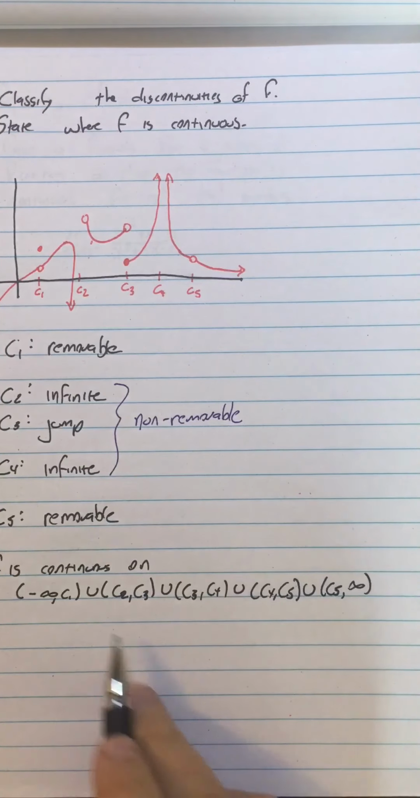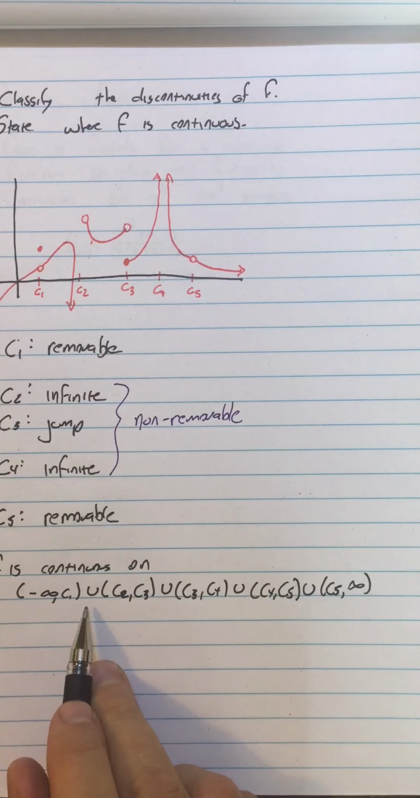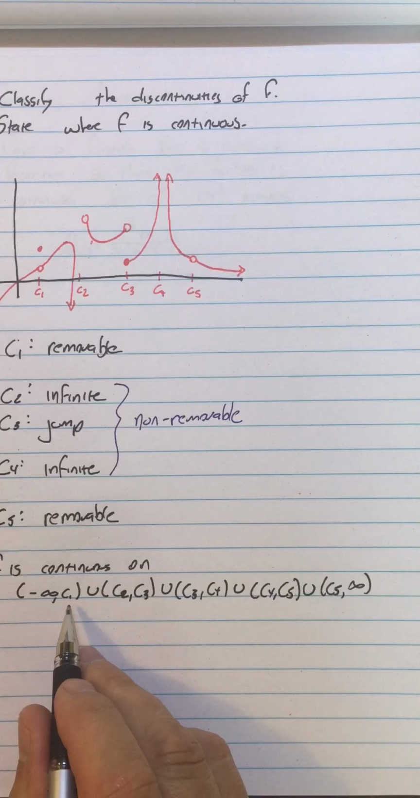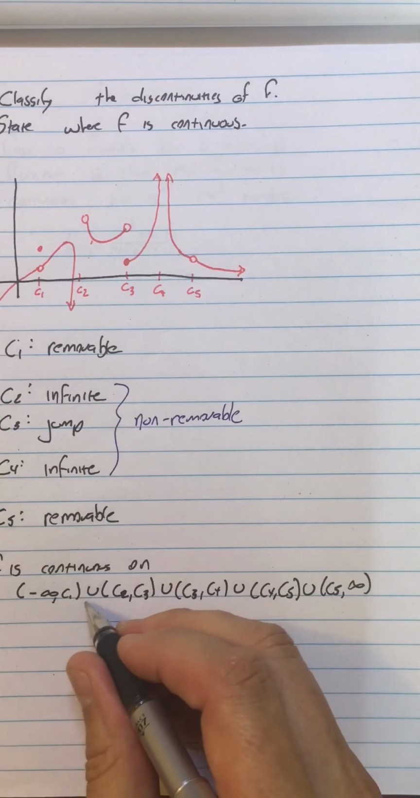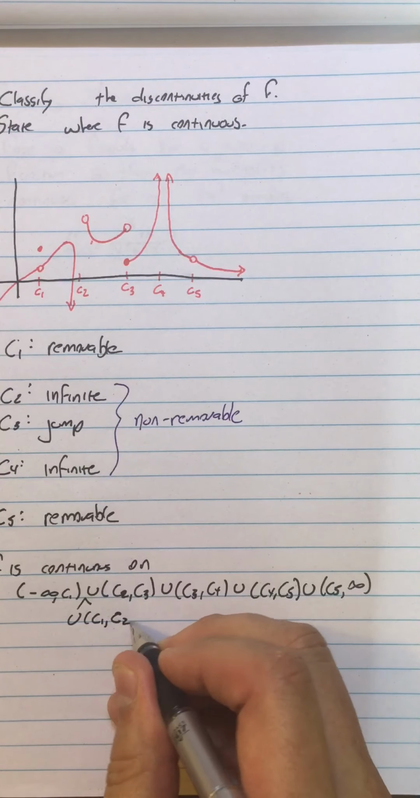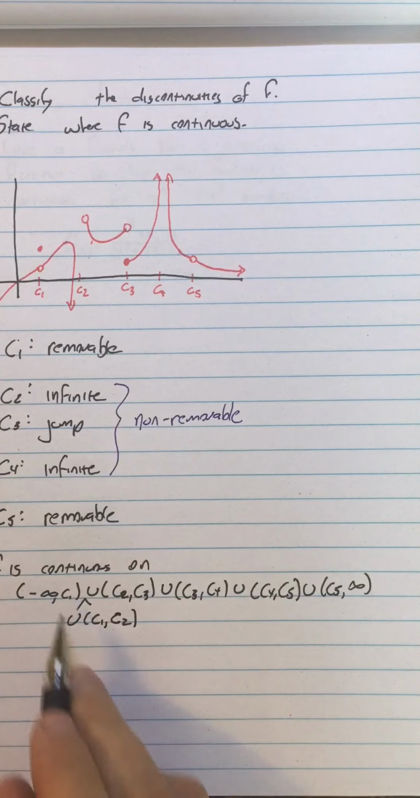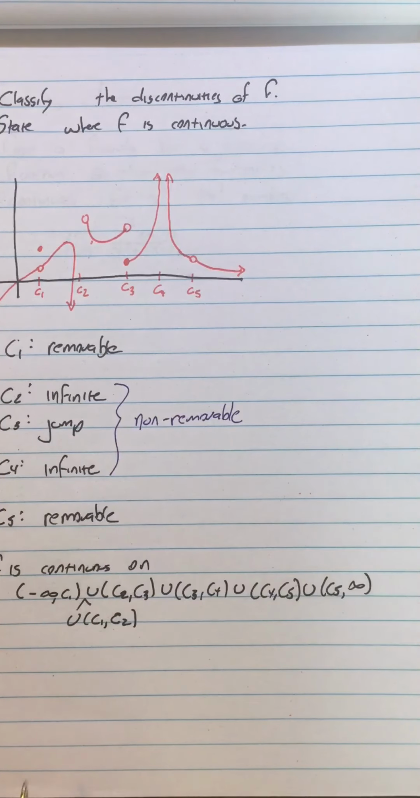And all of those intervals are open because they do not include the endpoints. I'm missing C1 to C2. So in here I should have union C1, C2. So it should go negative infinity to C1, C1 to C2, C2 to C3, C3 to C4, C4 to C5, C5 to infinity.